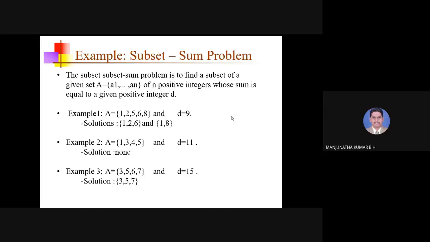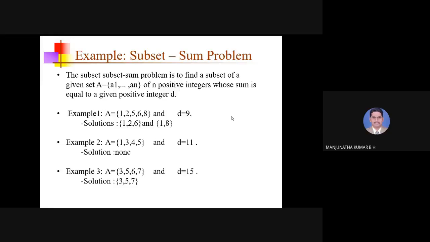But here all the subsets are not correct answers. When I can decide it's a correct answer? When I add the numbers present in the subset, the sum should be equal to the d value. Here d equals 9. So the first subset is 1, 2, 6. 6 plus 2 plus 1 is equal to 9. Yes, it's a correct answer. One more solution is 1, 8. When I add 1 and 8, the answer is again equal to d. So these are the two solutions for this problem. I hope the problem statement is clear now.